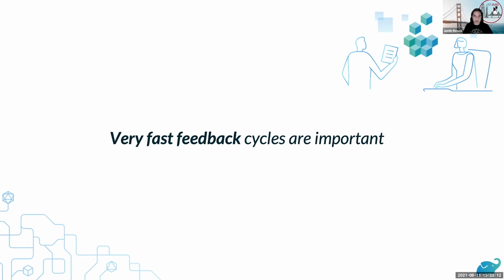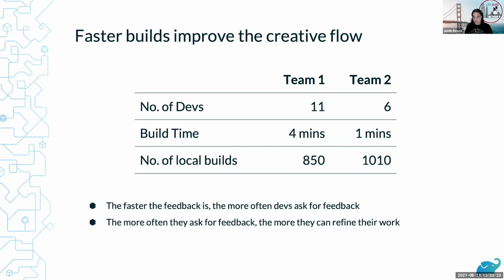All right. Lots of good questions. Thank you, everybody. Let's keep chugging away. So very fast feedback cycles are important, right? That's kind of principle number one of a lot of what we're talking about here. So faster builds improve the creative flow. There's a couple of things that I want to point out when we look at the math here.